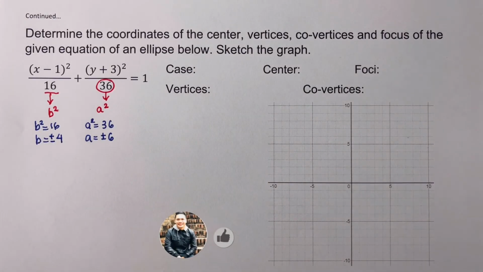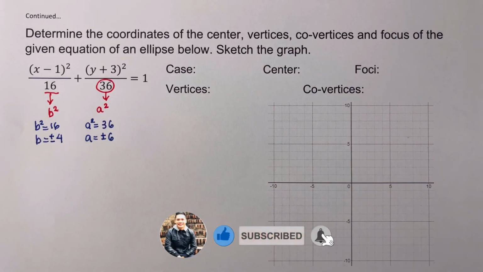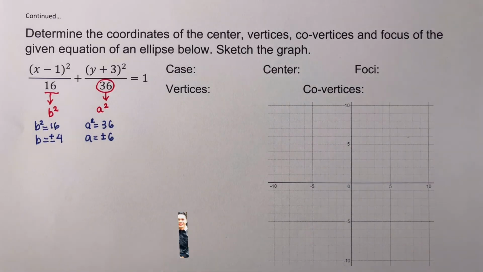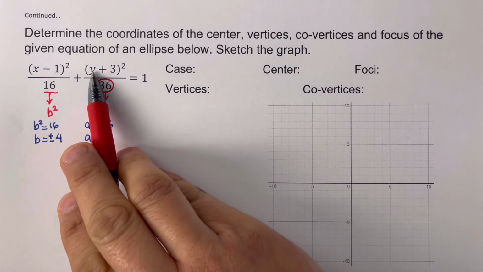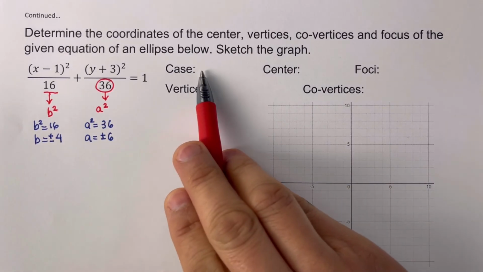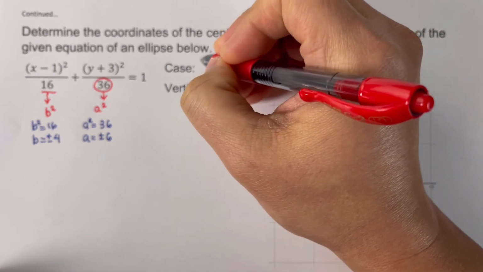Okay, so we've determined the values for A and B from here. And so we can say that since our A squared is under the Y, it is up and down. So this is an example of a vertical ellipse. So I'm going to go ahead and write it down here.